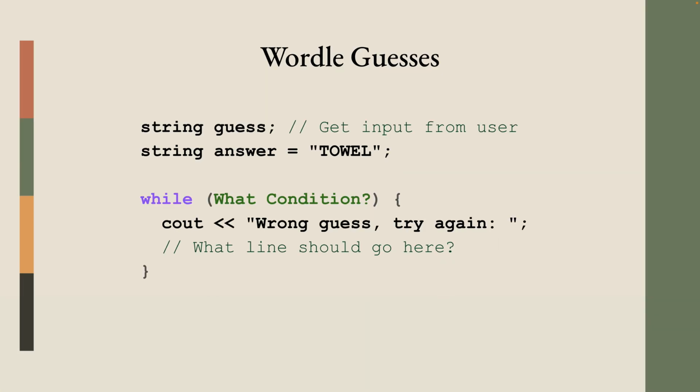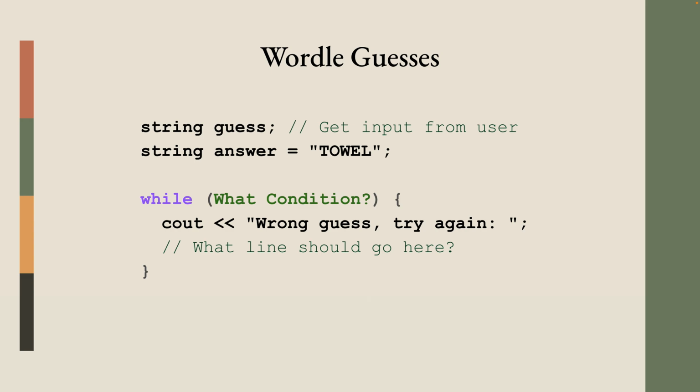Okay, final problem I have for today, Wordle guesses. So this one, the user is trying to guess what the correct answer is. So we have the variables guess, which will be getting input from the user. And then we have this variable called answer that has the actual answer. First off, is this a counting or a validation problem?